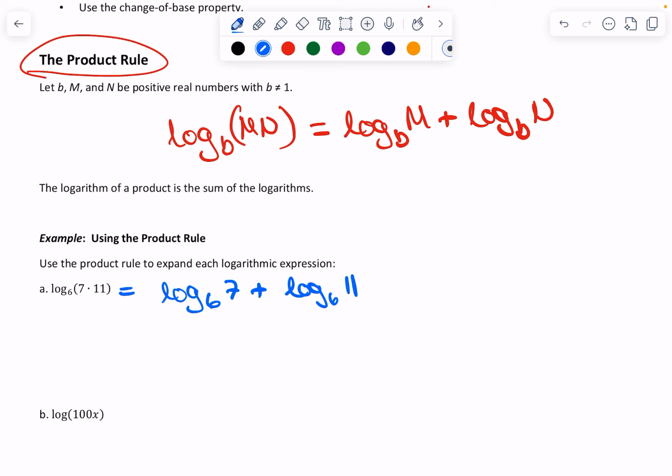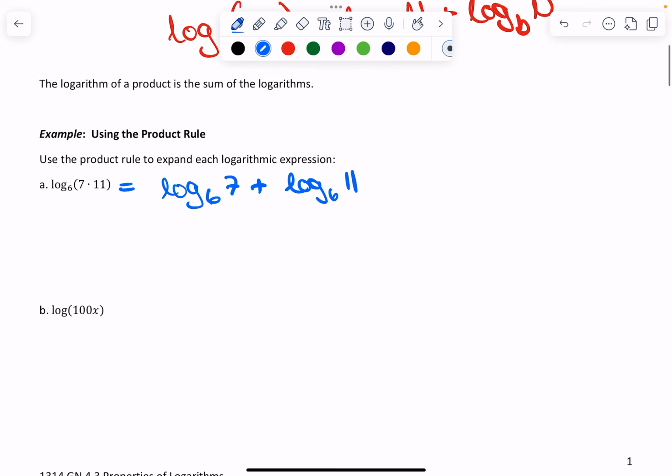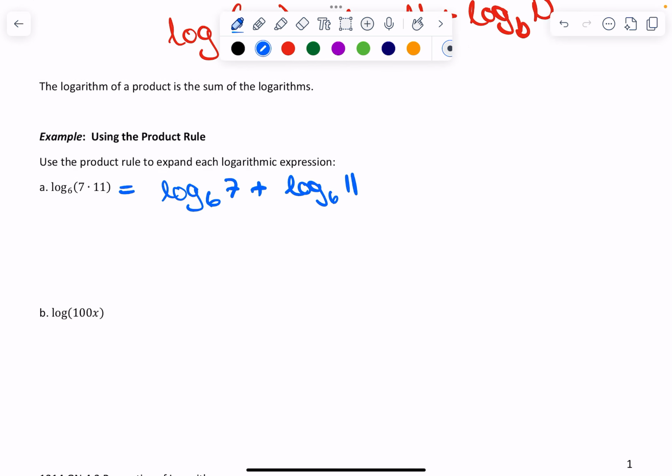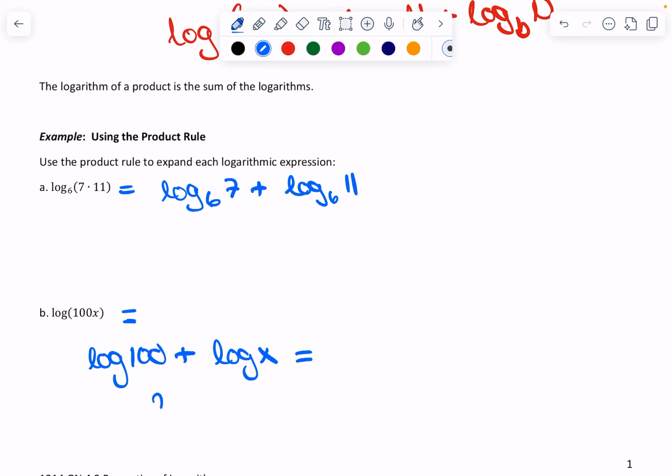And that's it. This common log here, again, the base does not change, so we're going to use the common log of 100 plus common log of x. And now we can calculate the common log of 100, which is going to be 2. So our answer would be 2 plus common log of x.